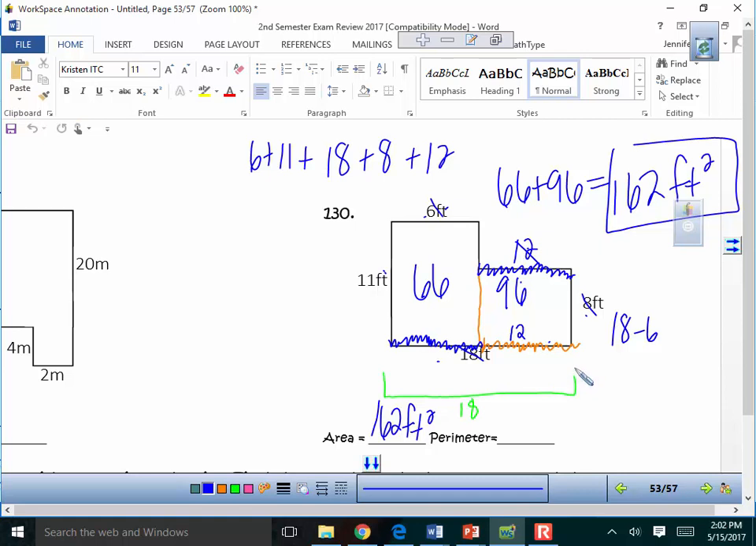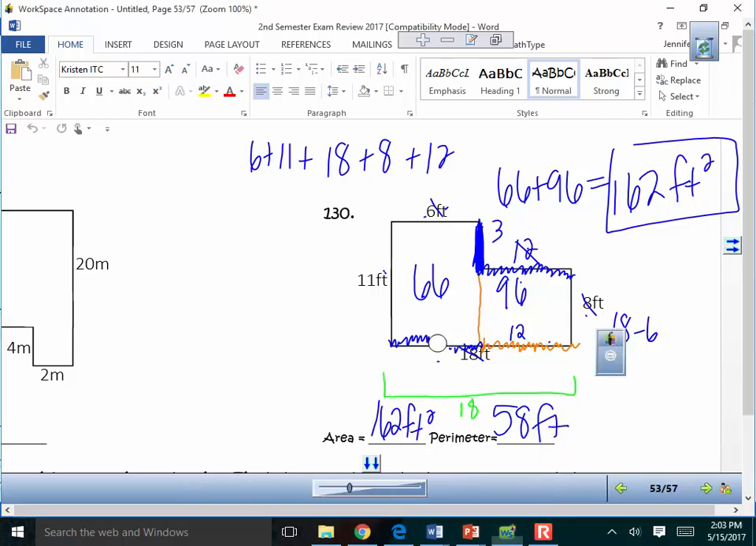What did you get, Antoine? Which side? The 11? This side? Oh, you're right. I'm so sorry. We missed this side. What is this length? How did you get 3? Because 11 minus 8 is 3, right? So was that 58? Is that what everybody got? 58 feet. Okay. Let me erase this and re-talk you through it.